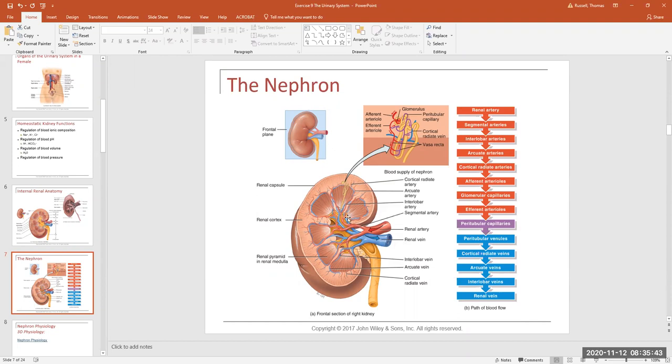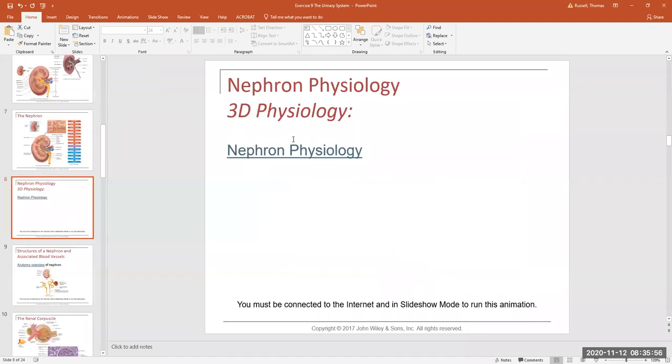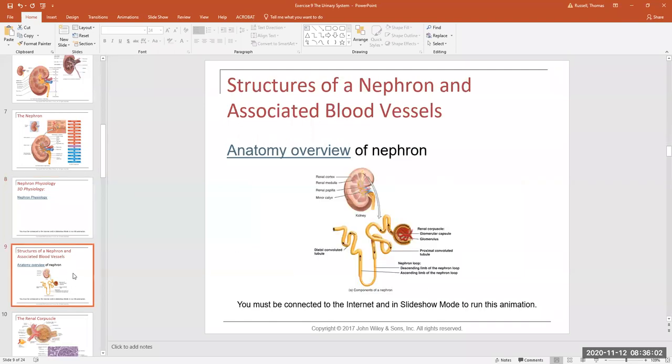So we need to know the blood flow through the kidney, and you're going to be identifying these various blood vessels on models. I had them all labeled in the Quizlet, so make sure you review that. Here's another animation you can view at home on basic nephron physiology, which we're about to cover, and the anatomy of the nephron, another little review animation.